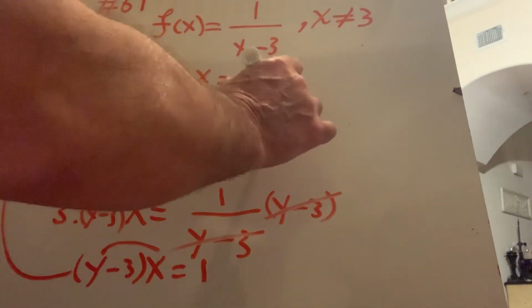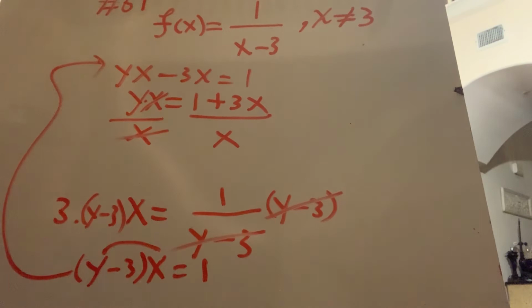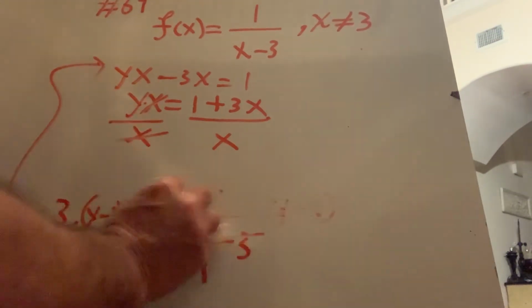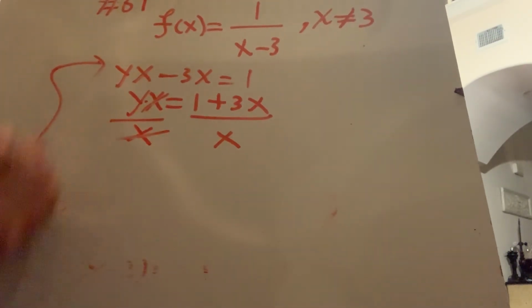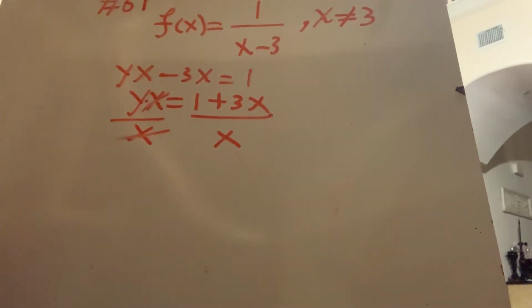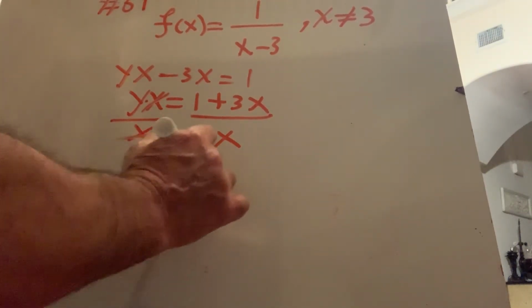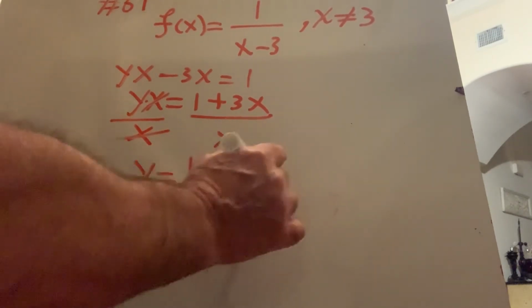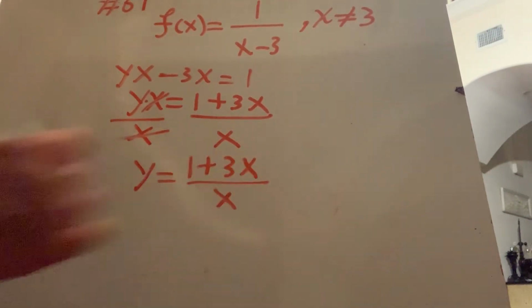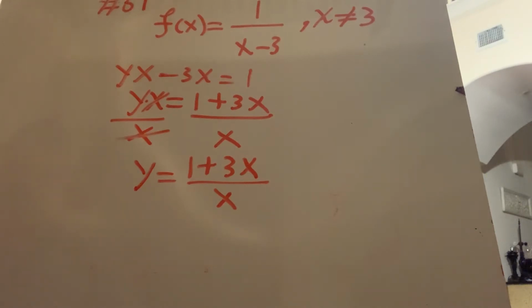Let me write it here. So our final conclusion for step 3 is that y equals 1 plus 3x over x. And there's your y. So you solve for y.